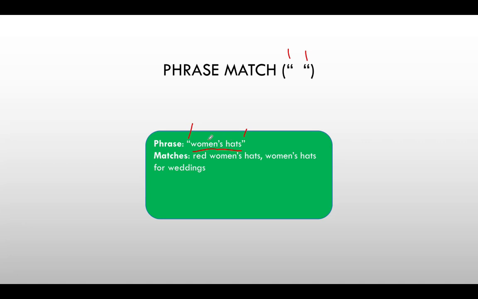Like if someone searches for women's hats, your ad will get triggered. But if someone searches for hats for women, the sequence of words has changed, right? So the ad won't get triggered. Look at these examples. So the user searches for red women's hats. I can see the sequence is same, women's hats and women's hats. The ad will get triggered. Women's hats for weddings. The ad will get triggered because the phrase women's hats is present and in the same sequence. But if someone searches for hats for women for wedding, so the sequence has changed, right? Hats for women. So the ad won't get triggered.